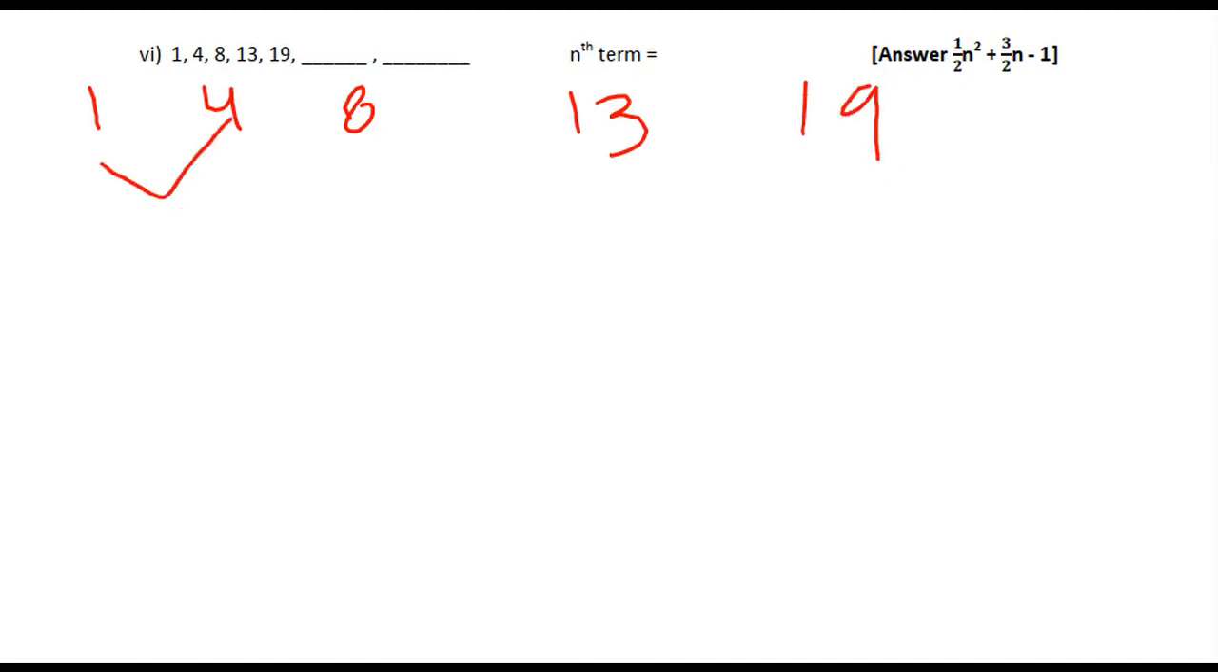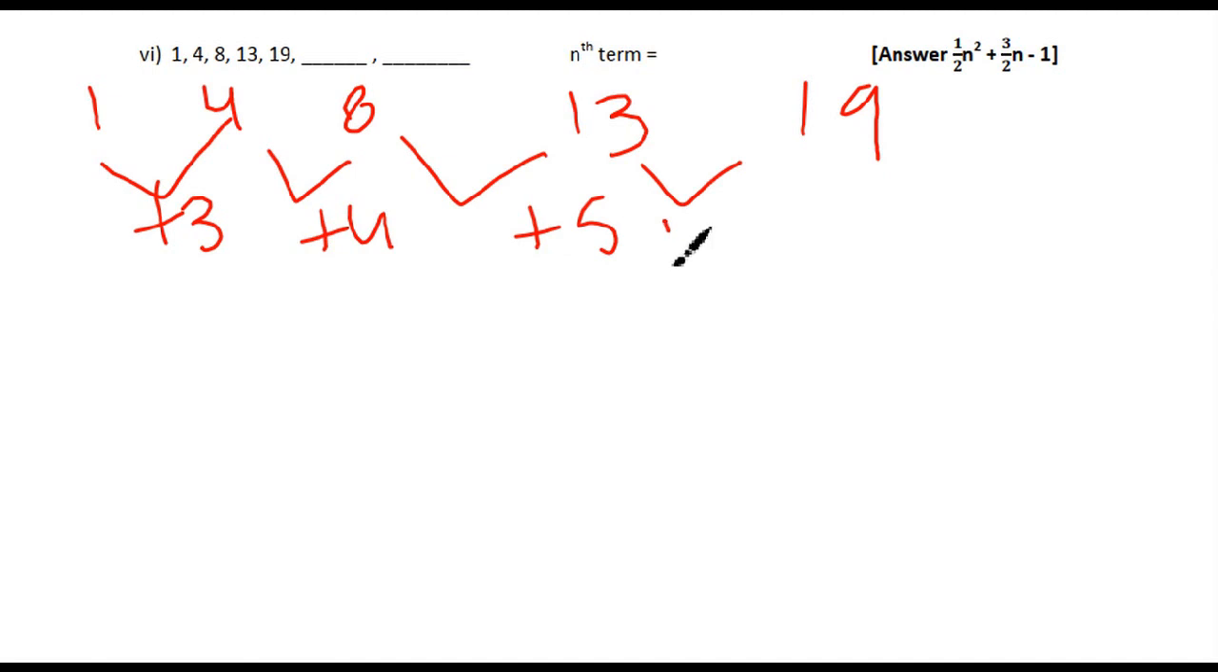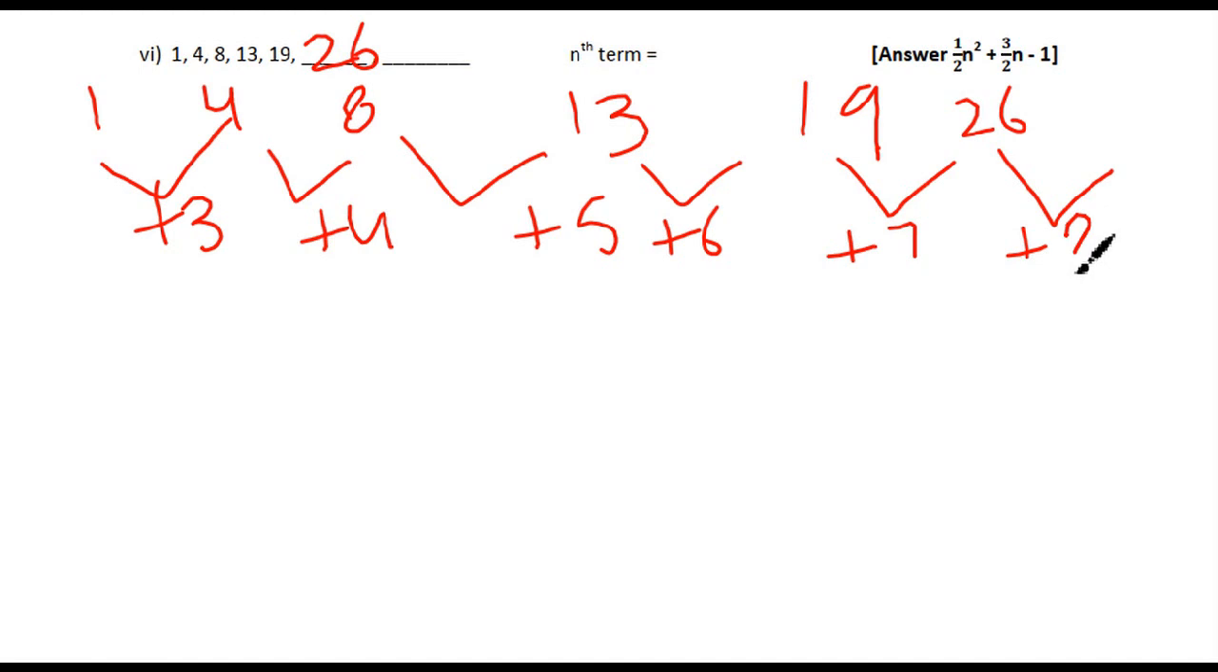What is happening over here? Plus 3, then plus 4, then plus 5, then plus 6. To get the next number, we'll add 7 to it, so we get 26, then to 26 we add 8, and we get 34. Now, the second level common difference is 1, 1, 1, 1.